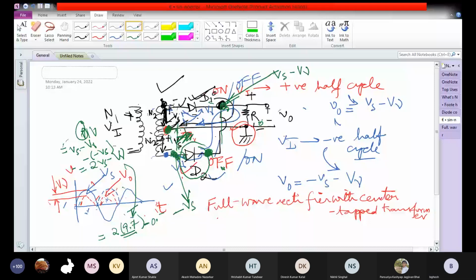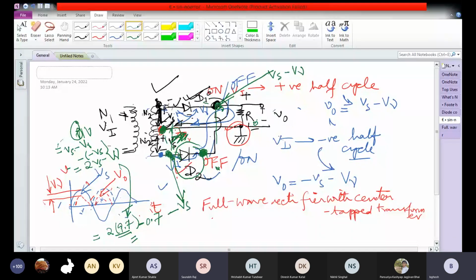Sir, which side is minus Vs and which side is Vs minus V gamma? Again, wait, let me just finish it. I will repeat this argument again. So 2 Vs minus V gamma works out to be 18.7.